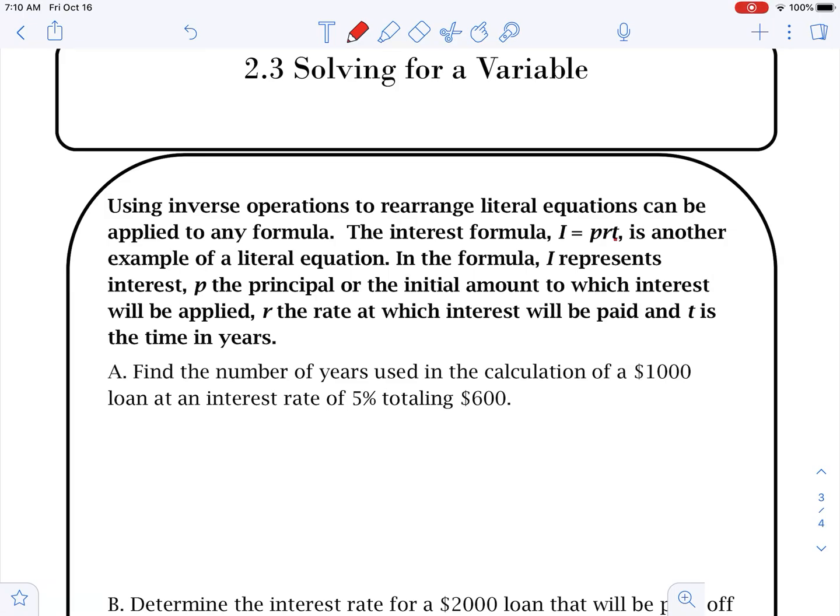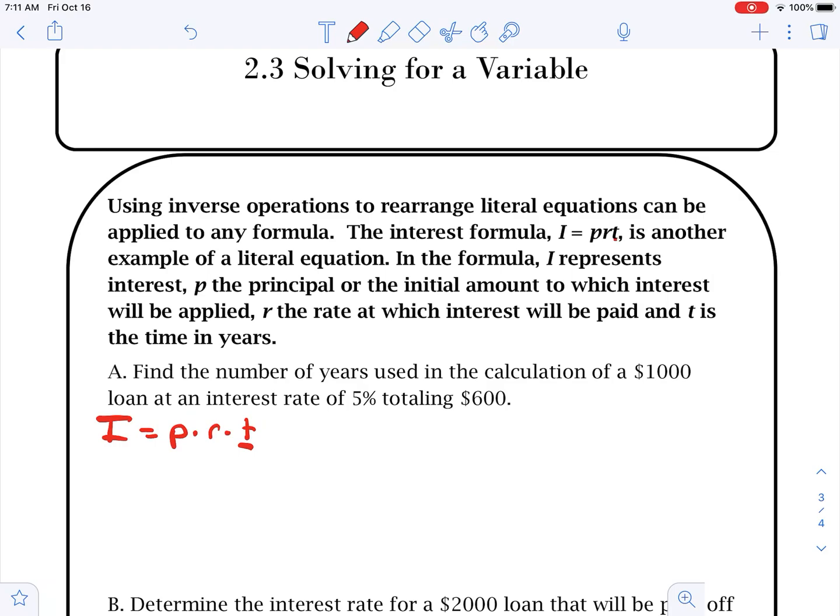Last one, they give you the interest is equal to your principal times your rate times your time. Okay, so in the formula, we could solve for... your interest is how much money you earn. Your principal is what you started off with. Your R is your interest rate, and then T is your time. So find the number of years. So that's our time. So we start here. I is equal to P, your principal, times your rate, times your time.